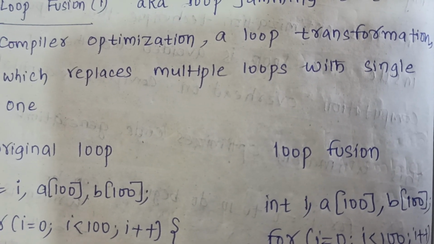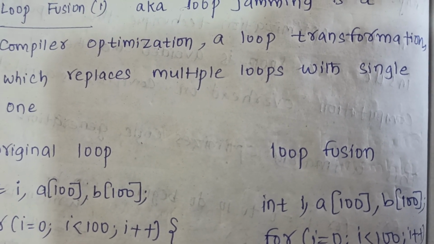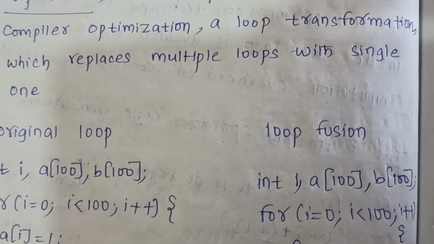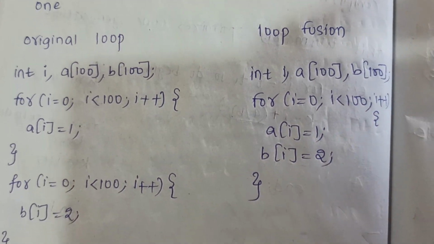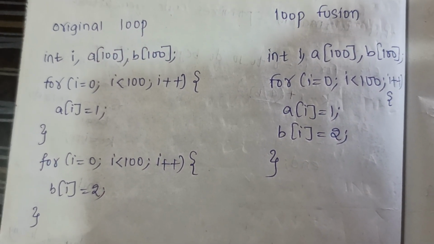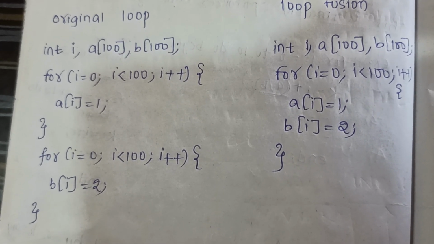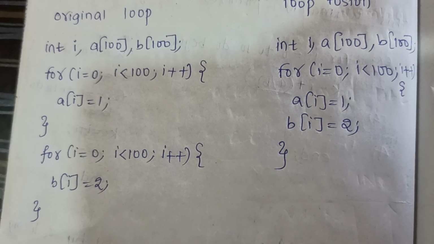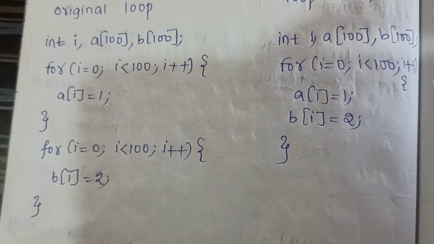And the last one is loop fusion, also known as loop jamming. It is a compiler optimization, a loop transformation which replaces multiple loops with a single loop. Here for example, int i, arrays a of size 100 and b of size 100. For loop: a[i] = 1, and for loop: b[i] = 2.